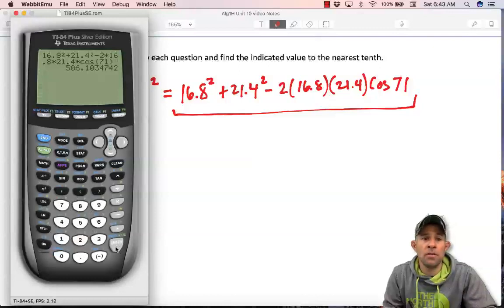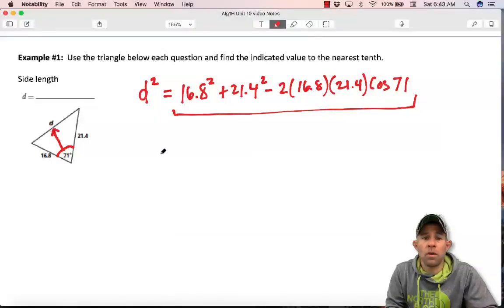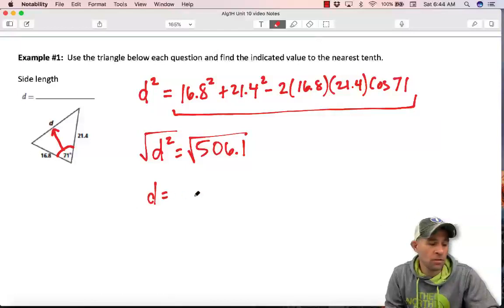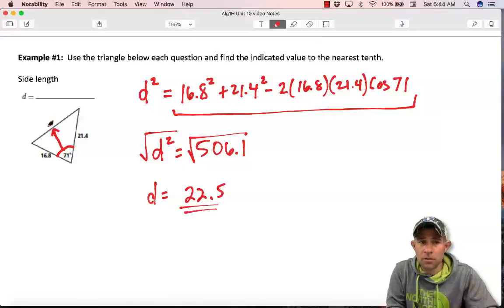If I go ahead and hit enter, I get d squared is equal to 506.1. So again, keep in mind this is equal to d squared. So I have one more step here. Obviously, I don't want d squared, I want d. So I've got to take the square root of both sides. When I go ahead and do that, I'm going to end up with 22.5. So the length of that side is 22.5.